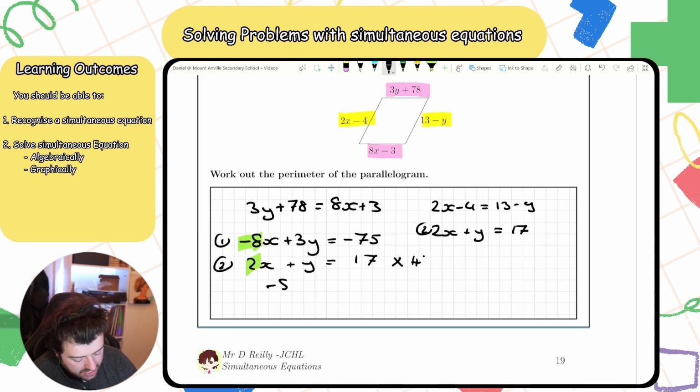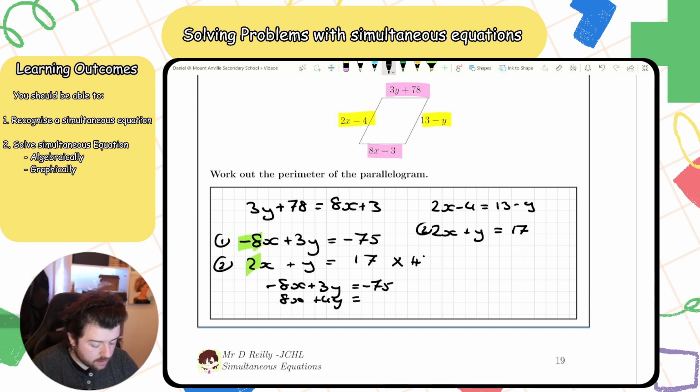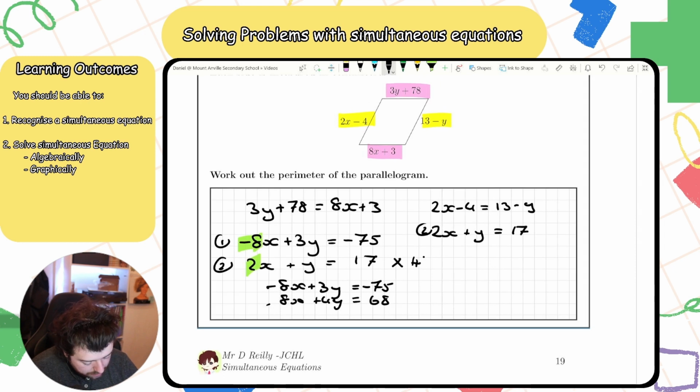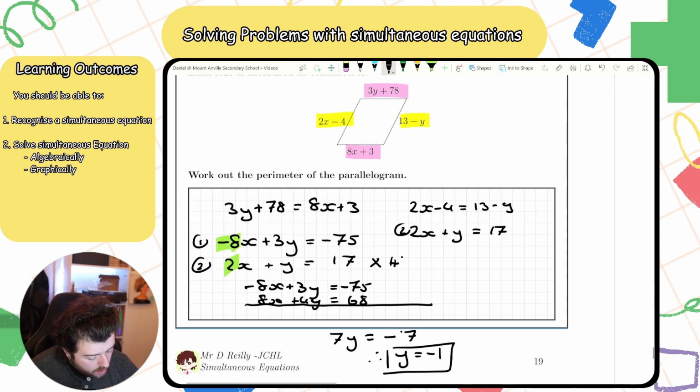So minus 8x plus 3y equals minus 75. 8x plus 4y equals 17 times 4, 68. So add these up. I'm going to get 7y is equal to minus 75 plus 68. It's going to be equal to minus 7. Therefore, y is going to equal minus 1. There you go. I found out what y is.